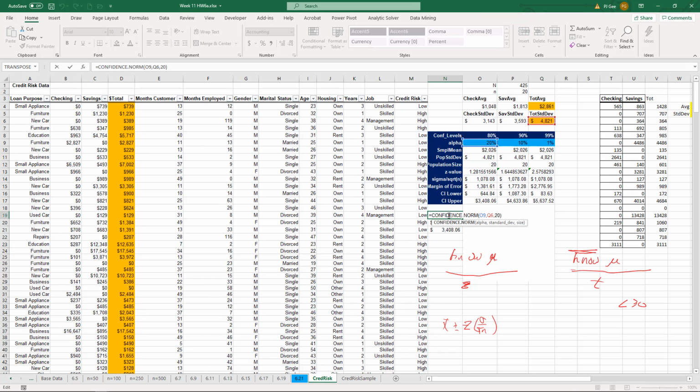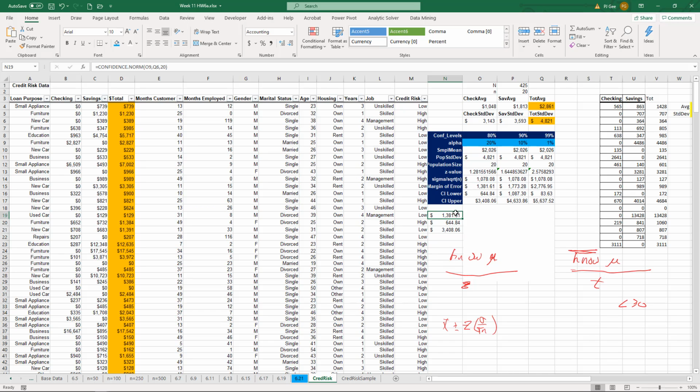So what I did was I used the CONFIDENCE.NORM formula, which is kind of lazy and sloppy because you just give it the alpha. You're not even worried about alpha over 2 in this formula, and you give it the standard deviation and the sample size. So you put that in there, and we should get the same number, 644 and 3408. So that's how you wrap that one up. Just double check, make sure that everything's working.